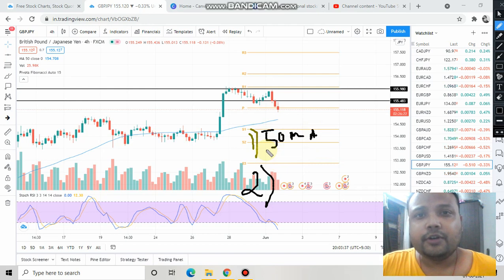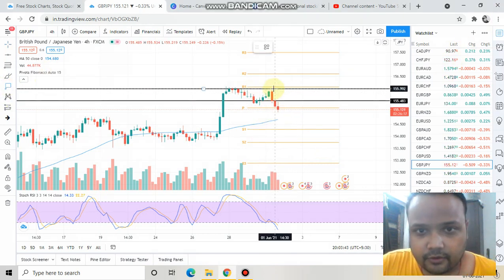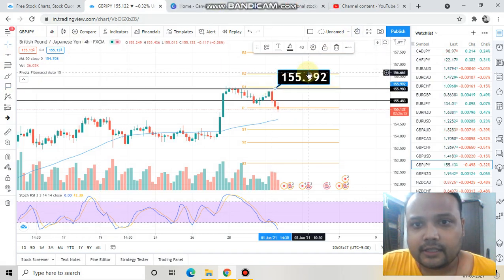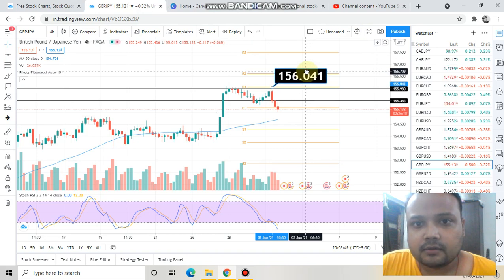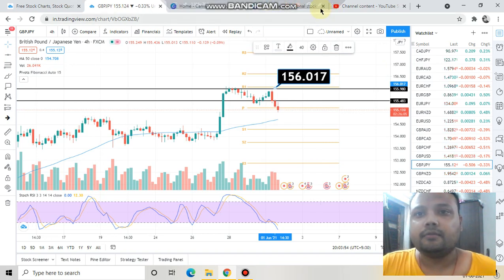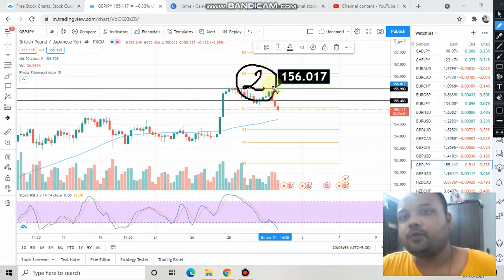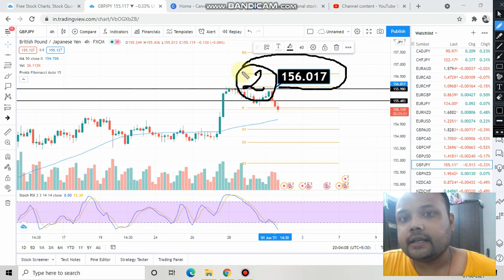Your second trading opportunity will be when the market crosses this particular resistance. Let me write it down for you. When the market crosses this particular level, let's make it a round figure, 156.0. So this is your second trading opportunity. When the market crosses this level, then you'll get the next trading opportunity.